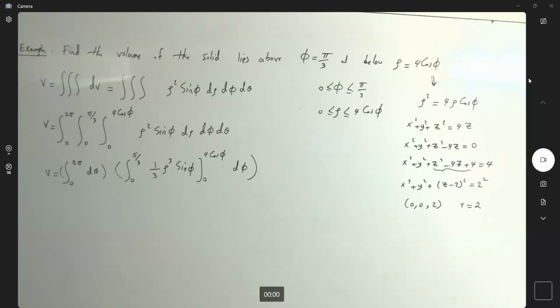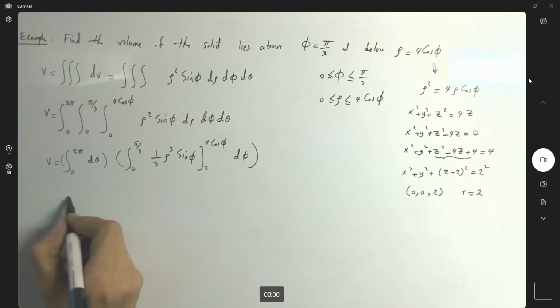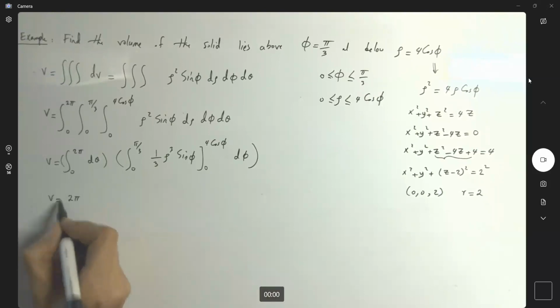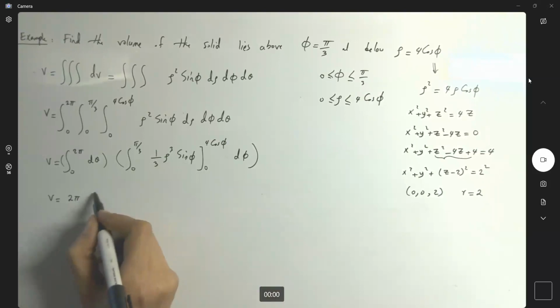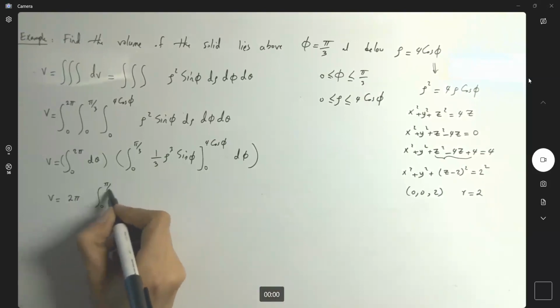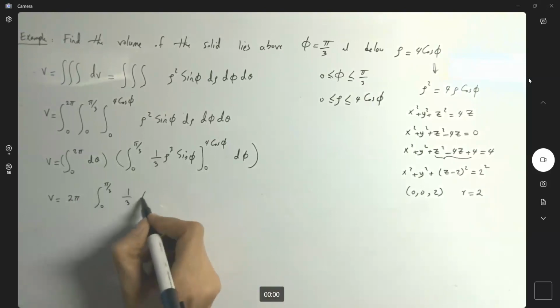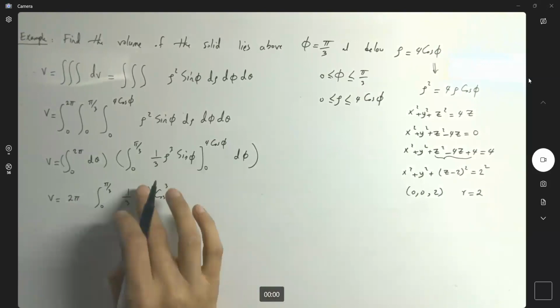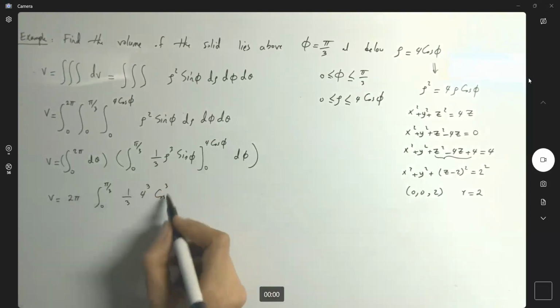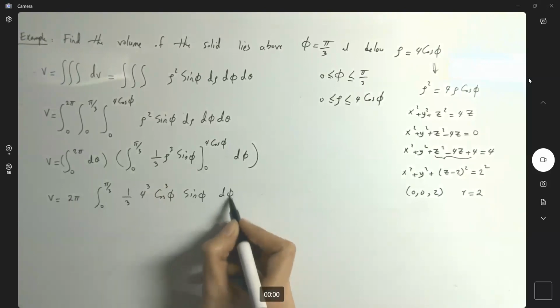Perfect. So what do we see here? The rest of it is going to be just 2 pi. And here I have a third. Let's write down the whole thing: 0 to pi over 3, a third, and I have 4 to the power 3, and I have cosine to the third of phi multiplied by sine phi and d phi.